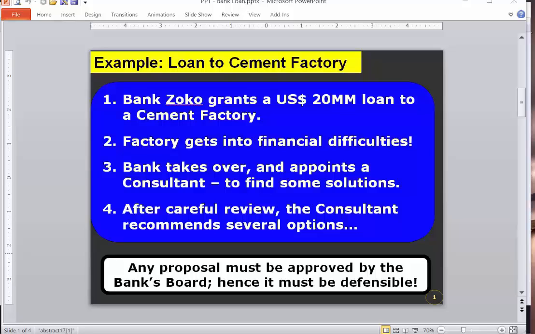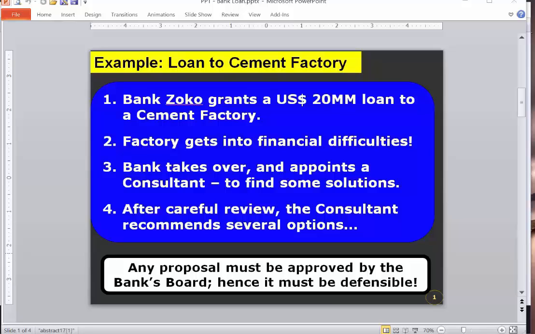In this video, we are going to demonstrate how we can use decision trees and decision zone maps to make defensible decisions. Bank Zoco grants a $20 million loan to a cement factory. The factory gets into financial difficulties. The bank takes over and appoints a consultant to find some solutions. After careful review, the consultant recommends several options.